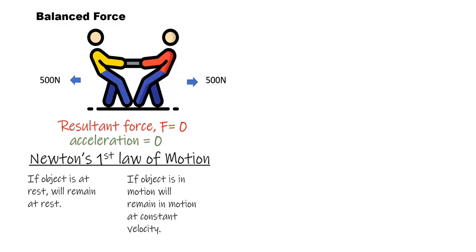We have learned in Module 1 that when forces are balanced, the object is in equilibrium. The net force, that is the resultant force, is zero and Newton's first law applies. So, if the object is at rest, it will remain at rest. And if the object is in motion, it will continue its motion in a straight line at constant speed.